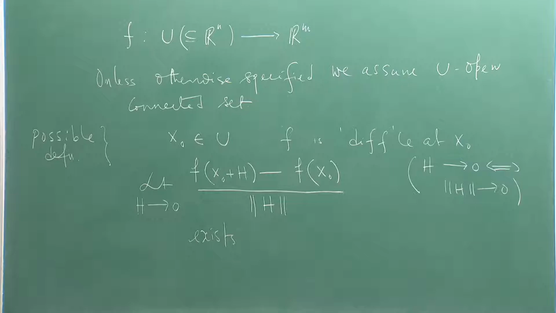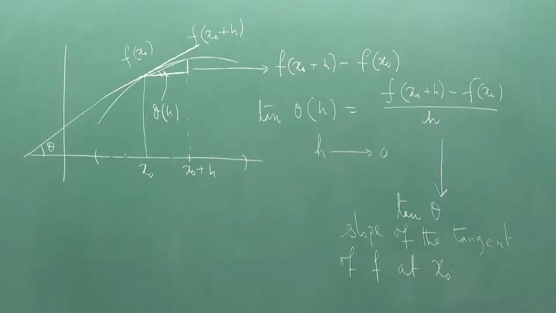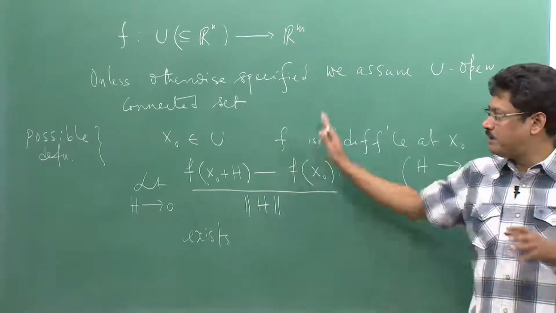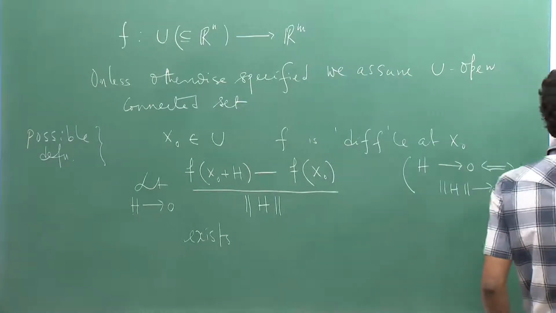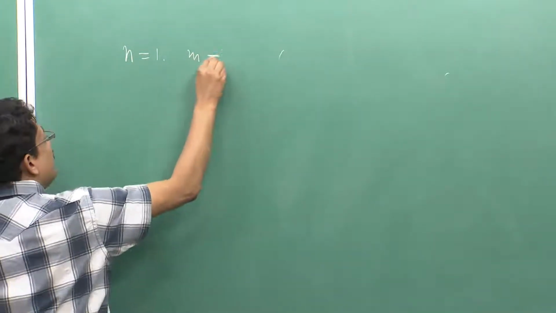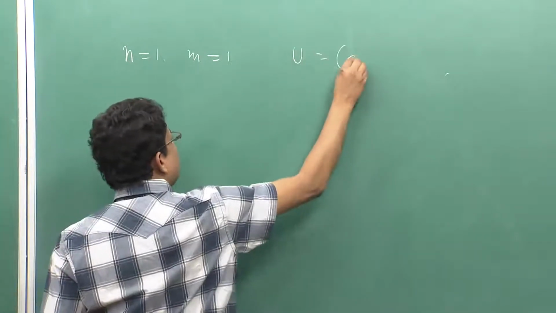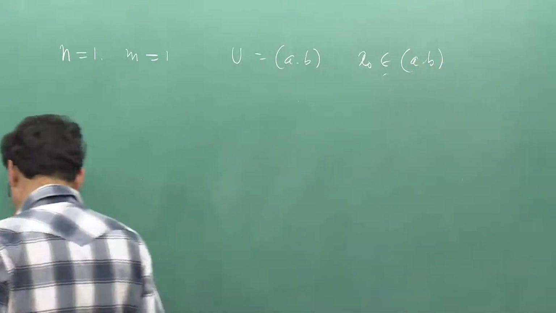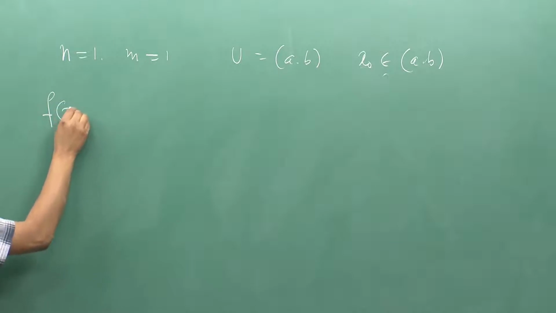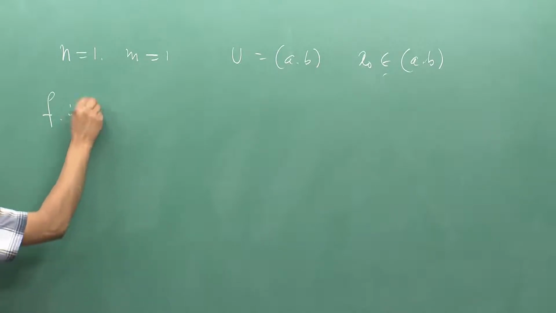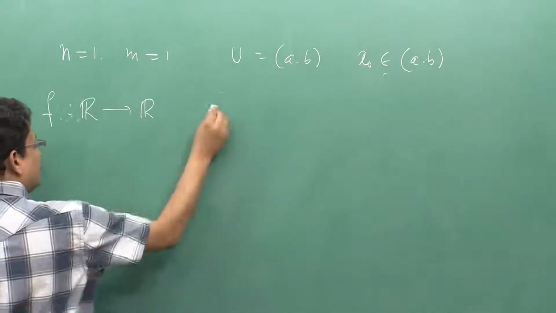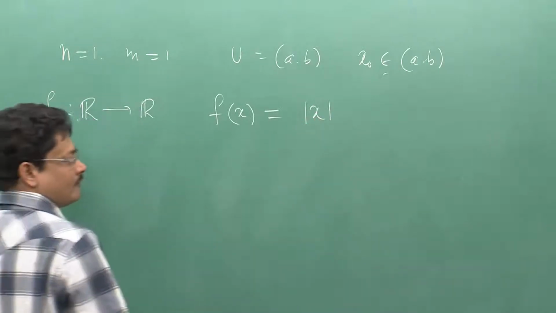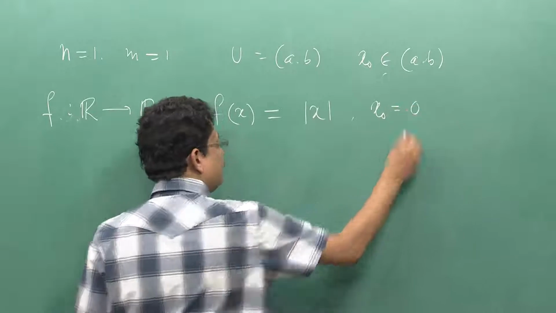What is the problem? So, what I am trying to do here, I have come up with a possible definition of derivative for a function of several variables. Now, I see if it matches with my original notion, when n equal to 1, m equal to 1 and U equal to (a, b) and x naught is a point in (a, b). Well, look at this function f from R to R, the famous one, f(x) = mod x, and x naught equal to 0.